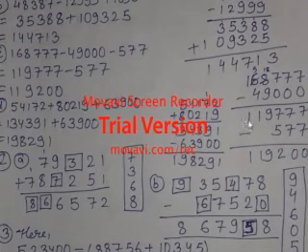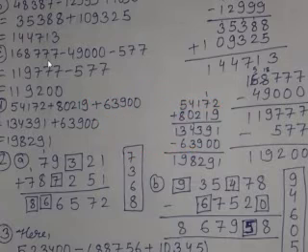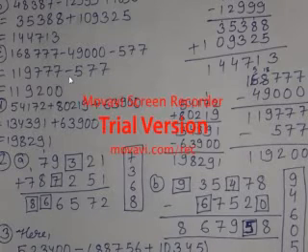So it becomes 1,19,777. So when we subtract 49,000 from 1,68,777, we got 1,19,777. So I had written over here 1,19,777. And minus, here it is 577. So we will be subtracting 577 from 1,19,777.